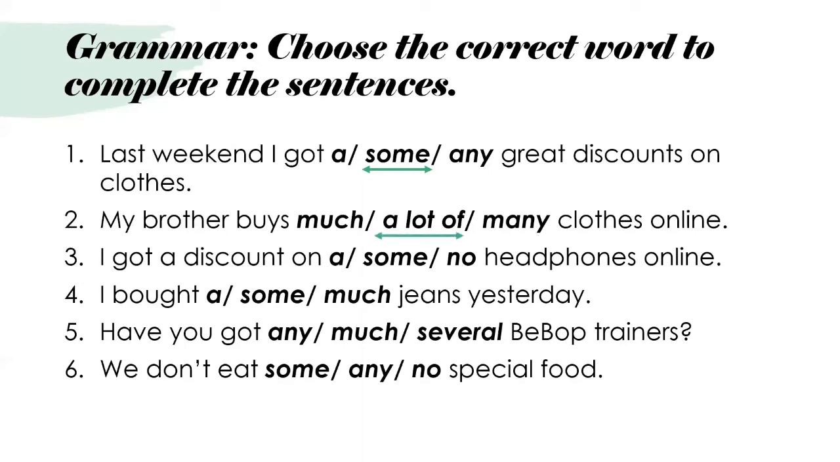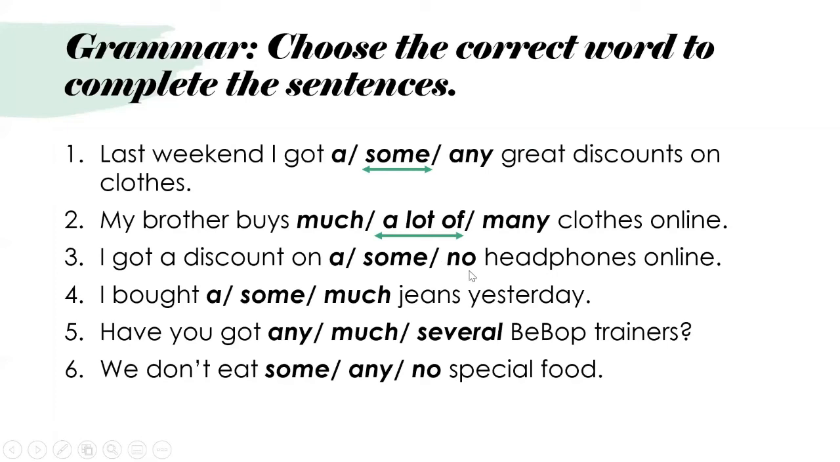Number 3, I got a discount on dash dash dash headphones online. A is already cancelled. Again, why? Because A is a determiner used for a single noun, not plural. But here, headphones, that's plural. So I'm going to have to say, I got a discount on some headphones.